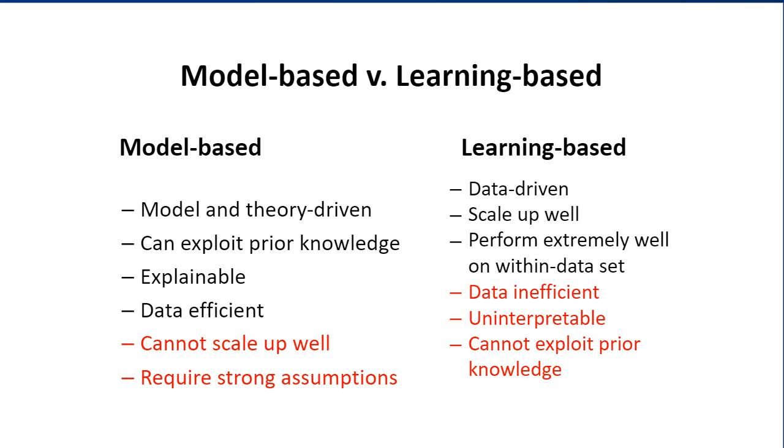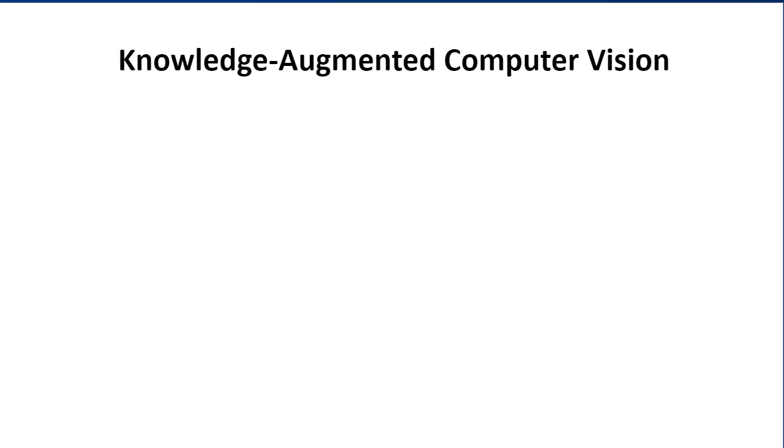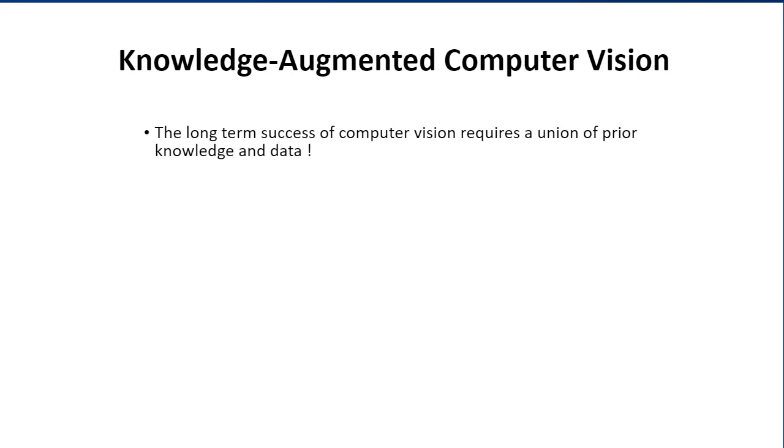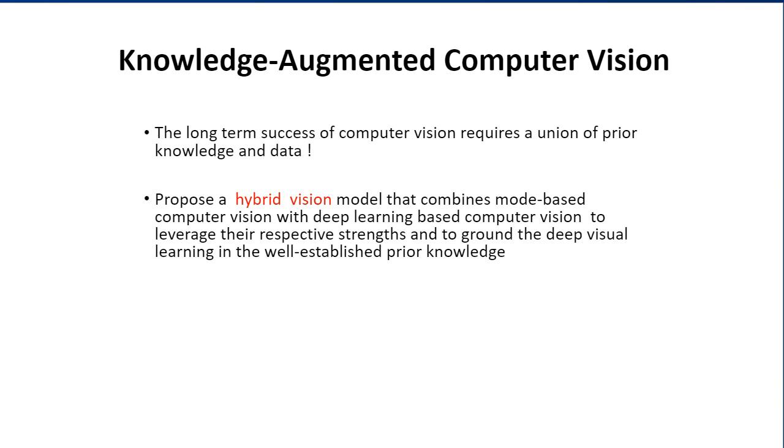So our goal is to develop a hybrid computer vision model by combining the traditional model-based approach with the current deep learning-based approach. This is what we call knowledge-augmented computer vision. It is our belief that the long-term or ultimate success of real-world computer vision requires a union of prior knowledge and data. For this, we propose a hybrid vision model that combines model-based computer vision with deep learning-based computer vision to leverage their respective strengths and avoid their respective limitations, and also to ground deep visual learning in well-established prior knowledge.